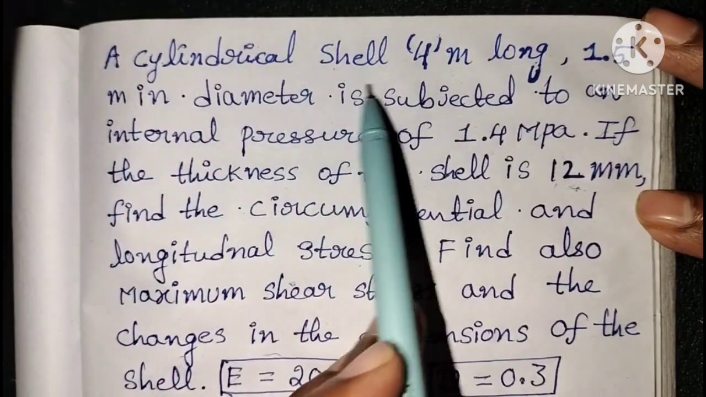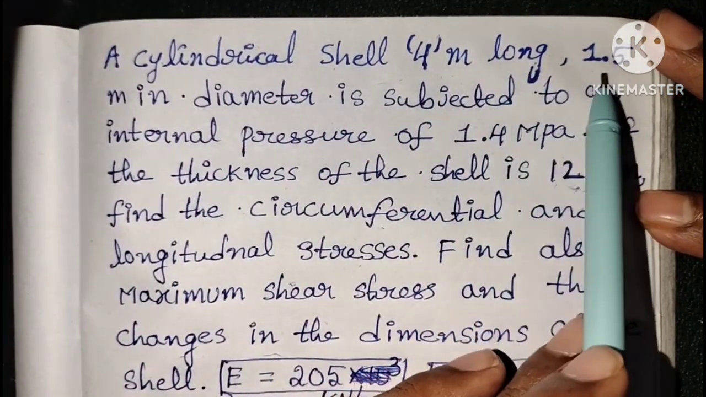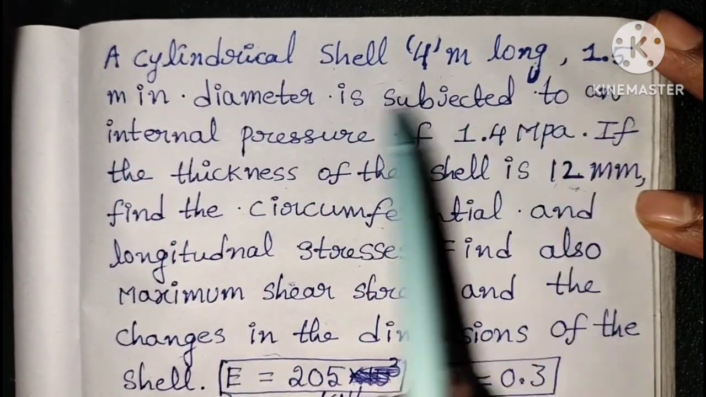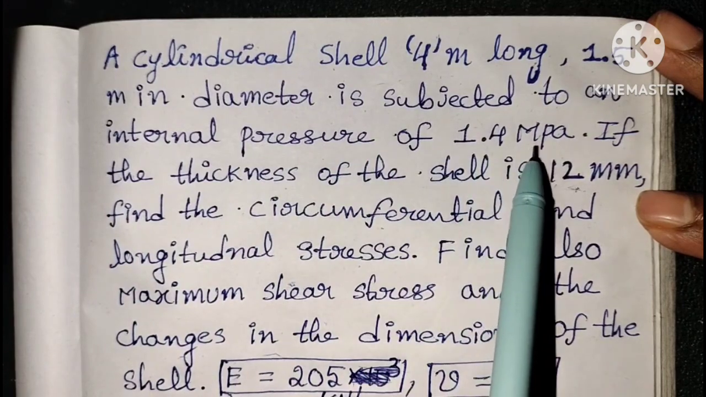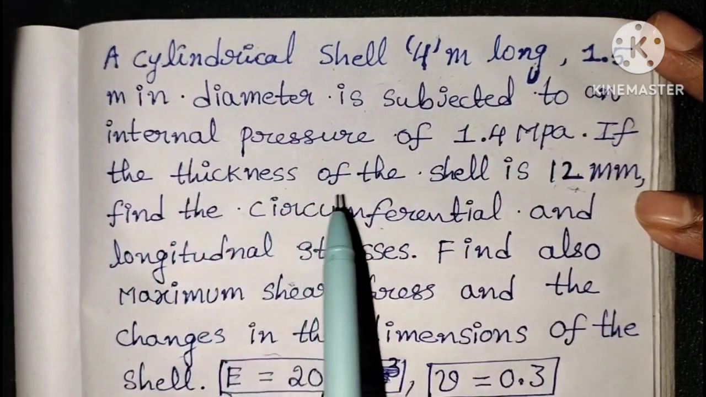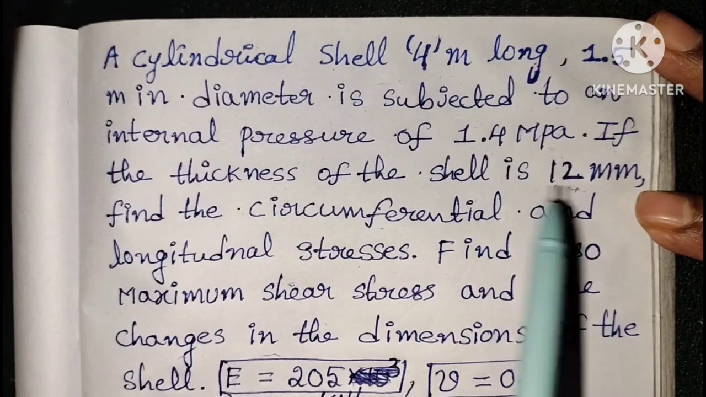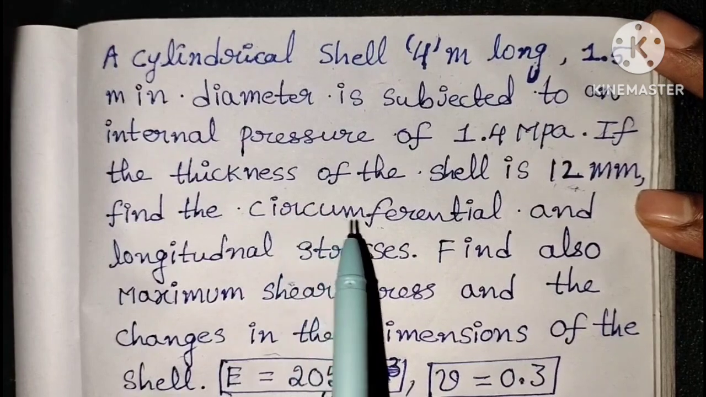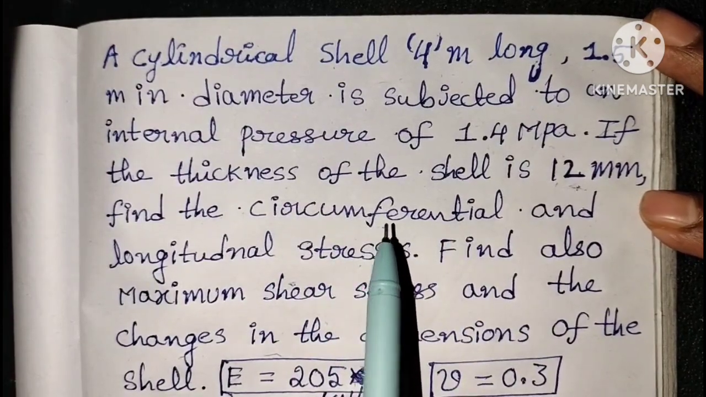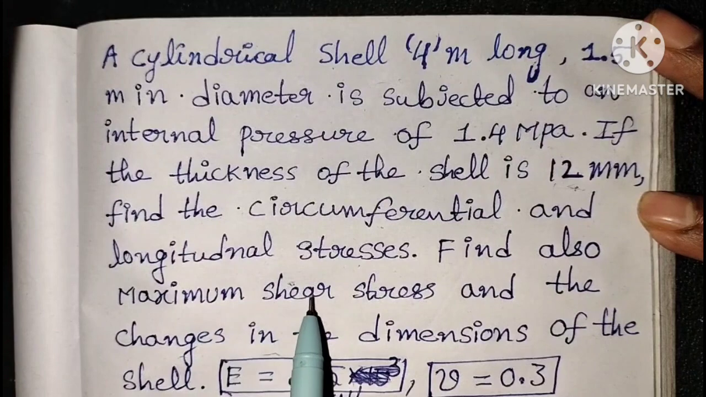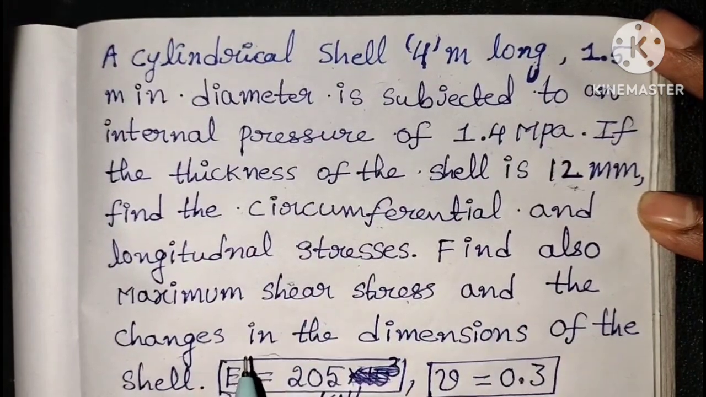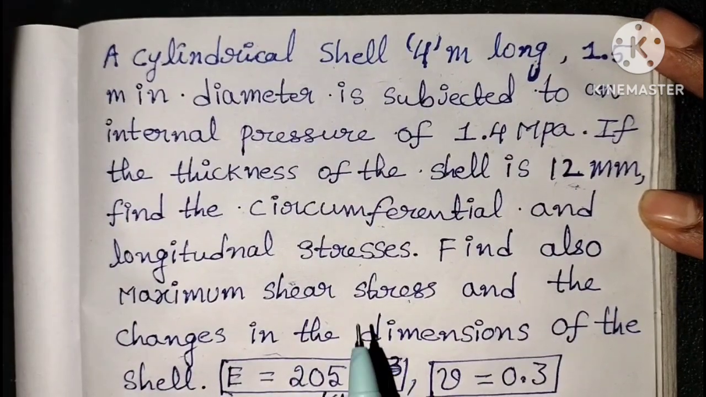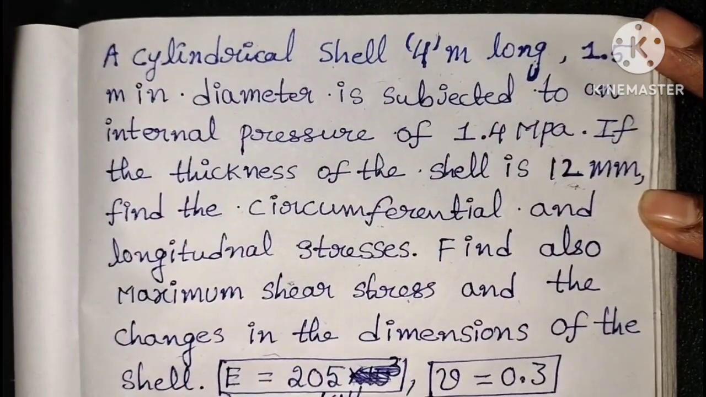A cylindrical shell 4 meters long and 1.5 meters in diameter is subjected to an internal pressure of 1.4 megapascals. If the thickness of the shell is 12 mm, find the circumferential and longitudinal stresses. Circumferential stress is also known as hoop stress. Find also the maximum shear stress and the changes in the dimensions of the shell. Here, changes in the dimensions means change in length, change in diameter and change in volume.